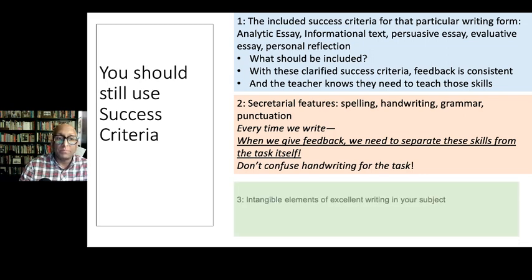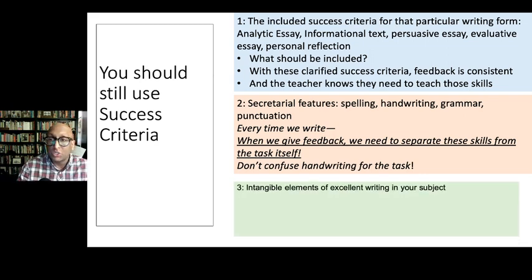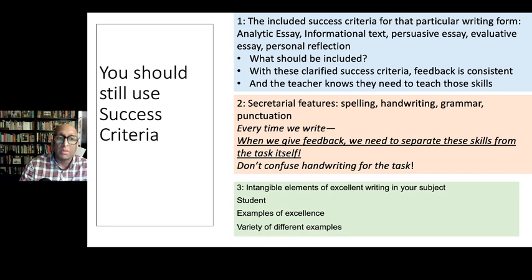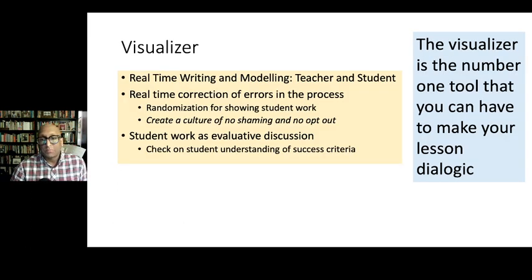And finally, what we have in addition to these is the intangible elements of excellent writing in your subject. The student needs to see them. They need to have examples of them. They need to have many different examples so that they know excellence can be done in many different ways. And these are models for them, and they're ways of getting them to think about, articulate, and know that they can achieve success. That's what these models offer us.